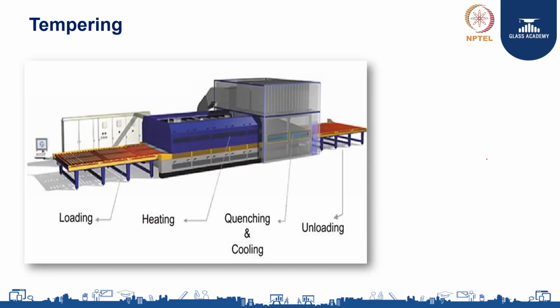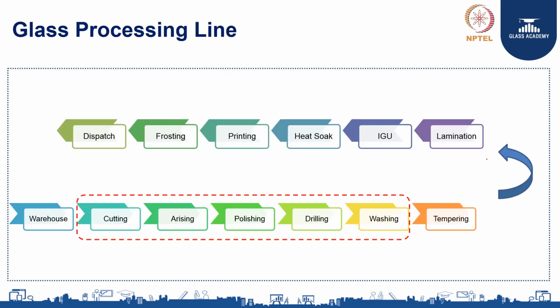Before going to tempering, I would like to give a few more details about pre-processing, because pre-processing is the prime processing with respect to any glass processing: cutting, erasing, polishing, drilling, washing. If you are not very careful about handling in pre-processing, whatever mistakes you make, scratches or whatever it may be, will be replicated during the process course of action, like tempering, IGU, lamination.